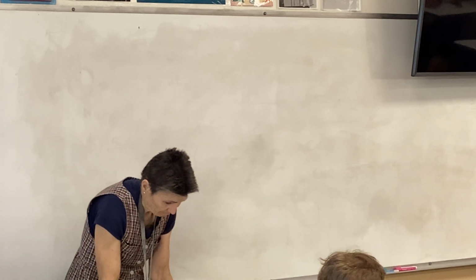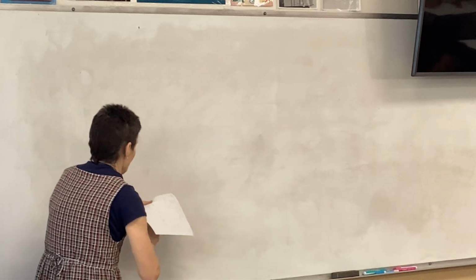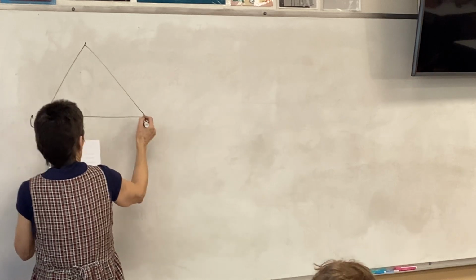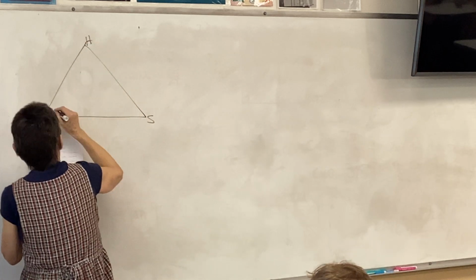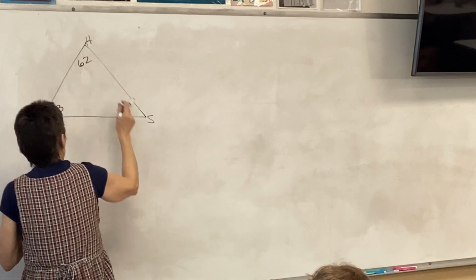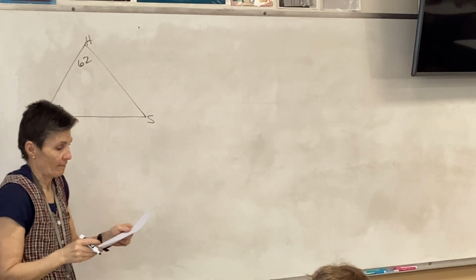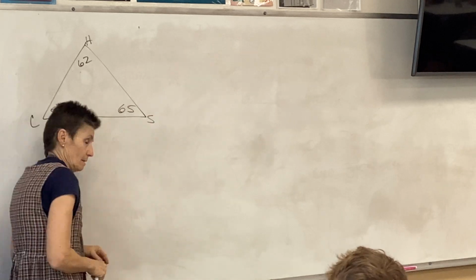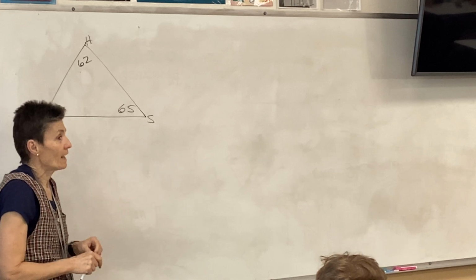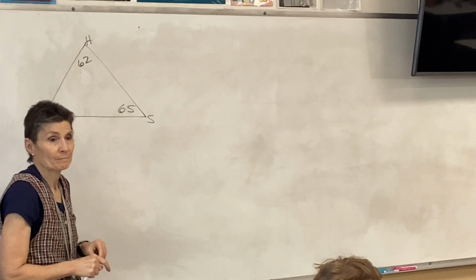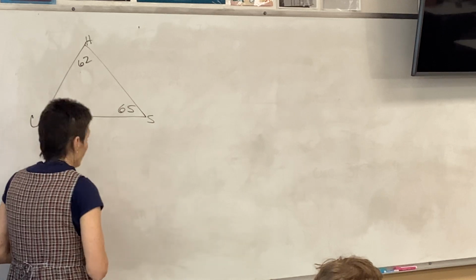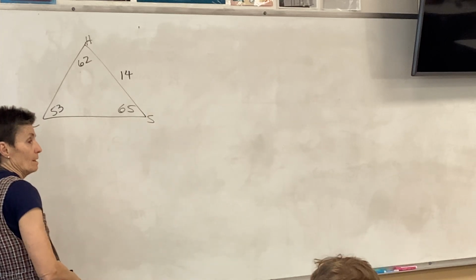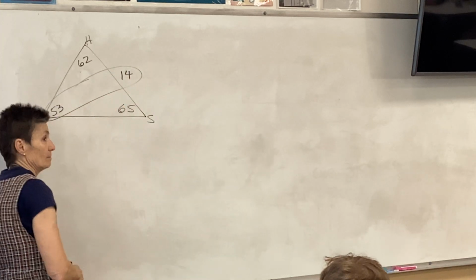You've gotta find this right here. Tell me about angle S. Gang, tell me about angle S. What's angle S? 65. Evan, why is it 65? The angles of a triangle have to add up to 180. Now, I need something over here. This is 14. Right here, guys, there's your key.